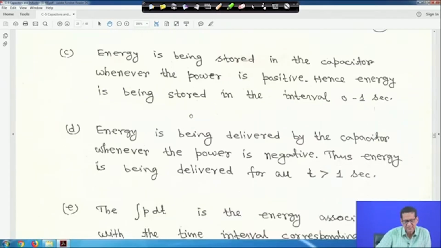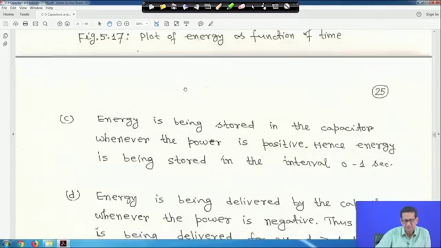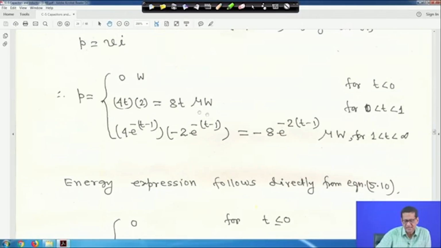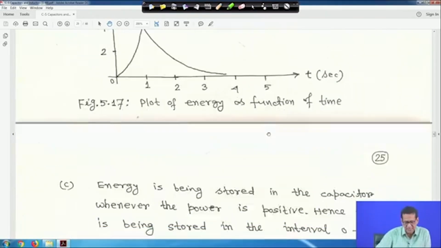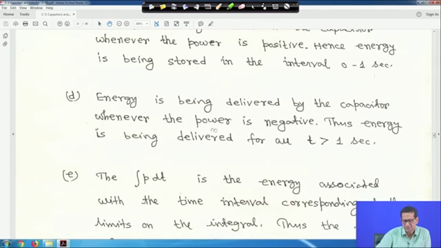Now, the second thing is that energy is being stored in the capacitor whenever the power is positive. That means when power is positive, energy is being stored. If you come to the power expression P, 8t microwatt, it is positive, so energy is being stored, and when t is greater than 1 and less than infinity, power is negative, which means energy is being delivered. So, energy is being stored in the capacitor whenever the power is positive, hence energy is being stored in the interval 0 to 1 second, and energy is being delivered by the capacitor whenever the power is negative. Thus, energy is being delivered for all t greater than 1 second.